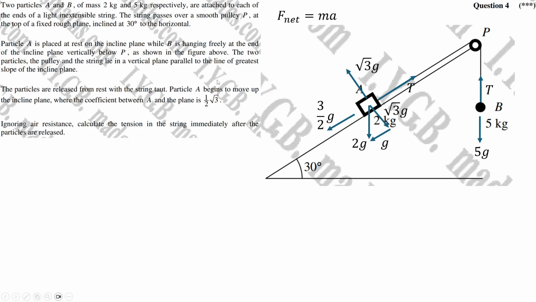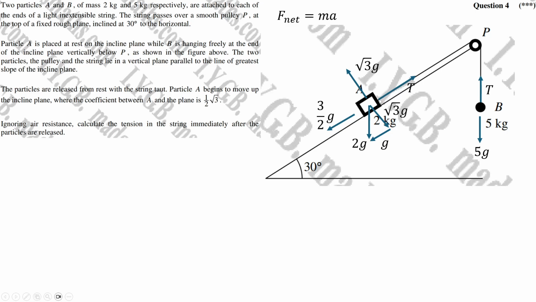Now, F equals ma again. Let's actually get started, because that entire thing there was just setting up the question. Calculate the tension in the string immediately after the particles are released. If the particles are released, this has a greater mass than this one, so this is going to be moving down. And this here will be moving upwards like this.